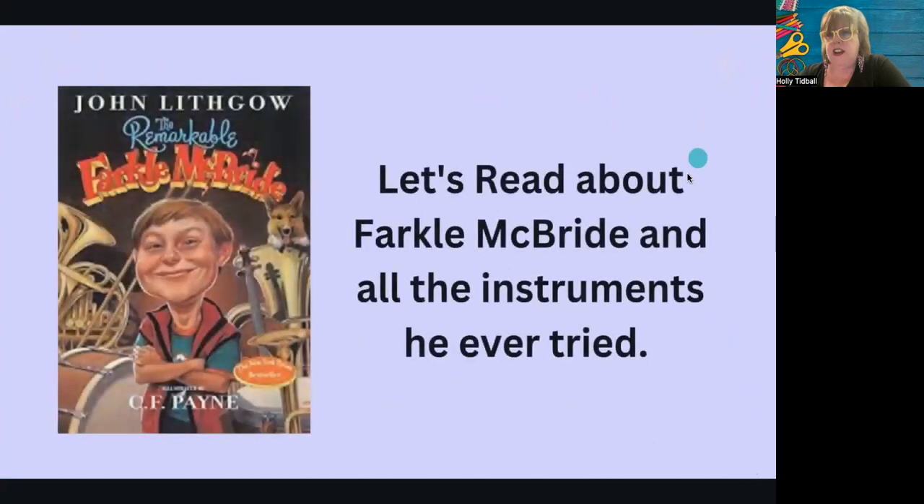So let's get started. We are going to read The Remarkable Farkle McBride. So I want you to look right up here. This book is by John Lithgow, and the book talks about the four families of instruments, and it gives examples of them, and it's a great book to pique their interest and to ask questions as we listen to the book.